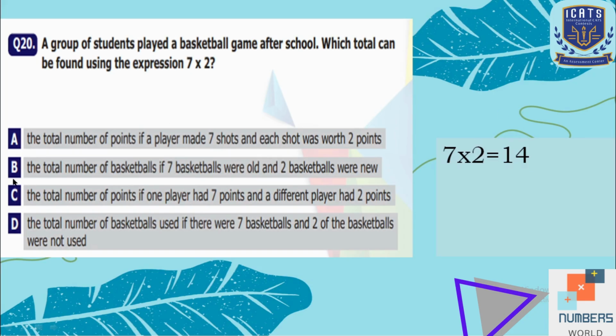points in total. Let's see B option. The total number of basketballs if 7 basketballs were old and 2 basketballs were new. So it's a sum of addition. 7 plus 2 is 9. No. C part, the total number of points if one player had 7 points and a different player had 2 points. It's again a sum of addition. So no. D part, the total number of basketballs used if there were 7 basketballs and 2 of the basketballs were not used. So 7 minus 2 is equal to 5. So here A is the correct option, which can be solved by using the expression 7 by 2.